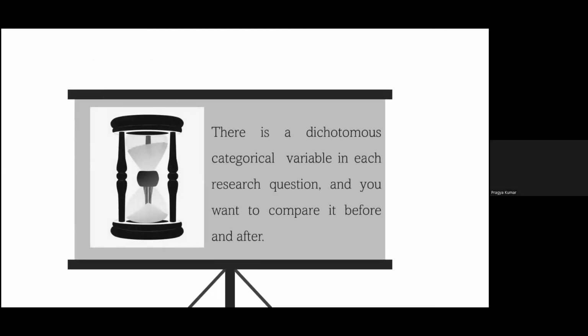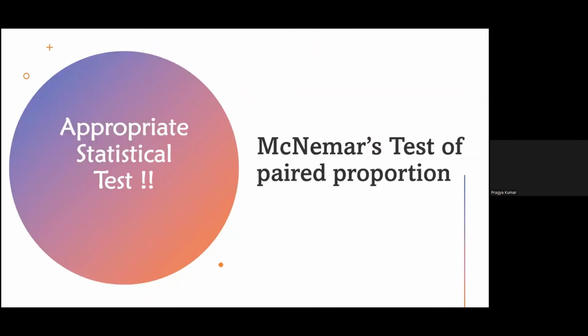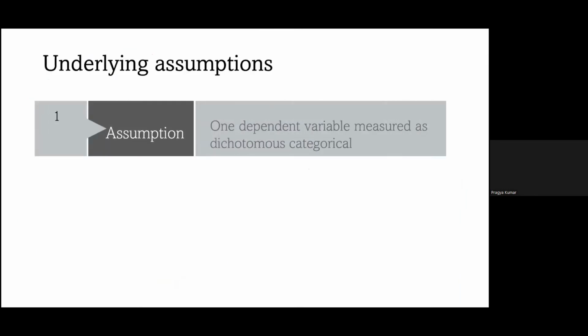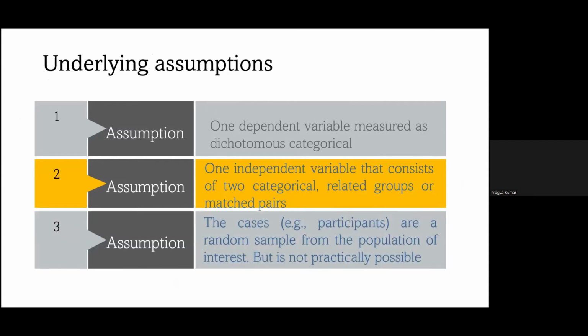So what have you observed? That there is a dichotomous categorical variable in each research question, and we want to compare it before and after. Such study designs are called pre-post studies, and for them we use the McNemar test of two proportions. There are some underlying assumptions. The first assumption is that the one dependent variable, whatever we are measuring, is on a dichotomous categorical scale, and as we have seen, it should have two categories. Similarly, the one independent variable should also have two categories, or related groups or matched pairs. And the participants are a random sample from the population.